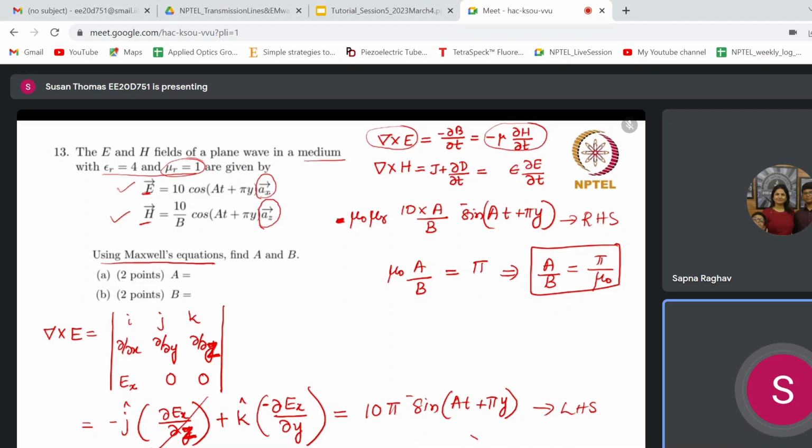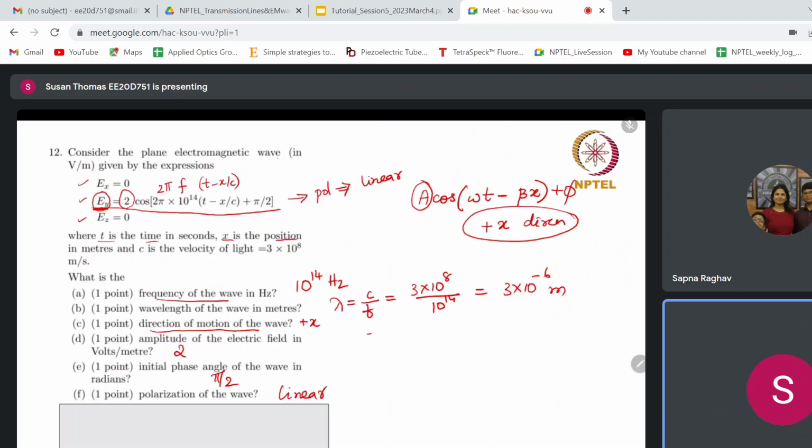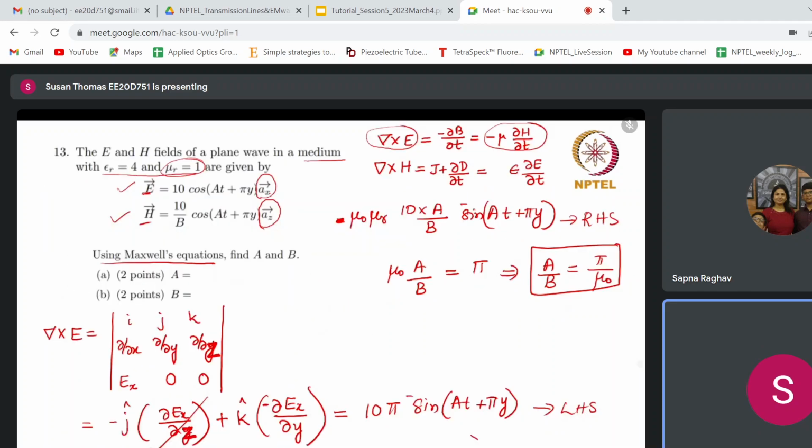Now let's take the second equation, that is del cross H. So when we take del cross H, what happens? Ma'am, can you please tell me what did we consider for K, LHS? So K is basically a direction. Okay, it is only telling us the direction. So we are basically equating the magnitudes.